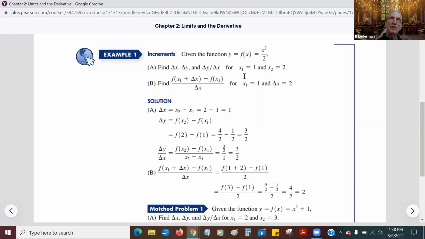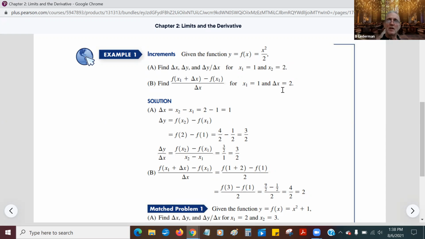And at x1, x is going from 1 to 2. x1 is 1, x2 is 2. So let's find all these things. Well, delta x, of course, is just 1. That's easy. And we also want to find f of x1 plus delta x minus f of x1 over delta x for these values of x1 and delta x is equal to 2. Look at that, delta x equals 2.